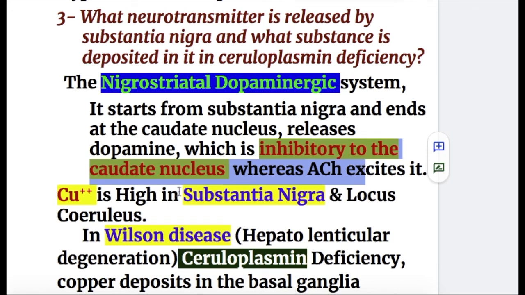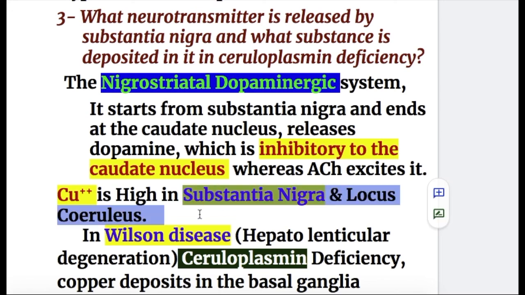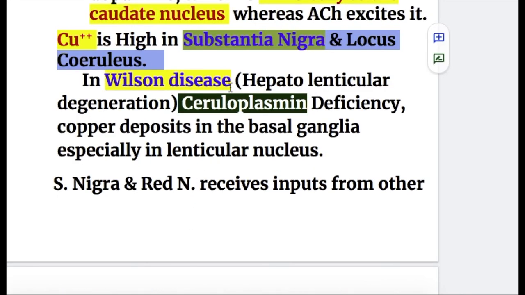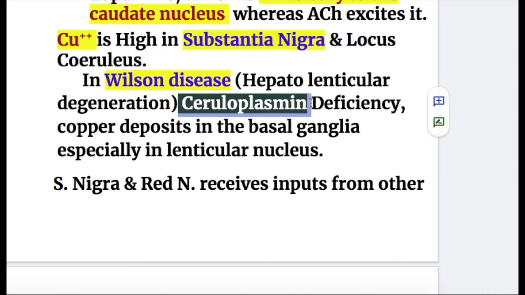Copper is high in Substantia nigra and locus ceruleus, and in Wilson disease there is hepatolenticular degeneration due to ceruloplasmin deficiency. In Wilson disease, copper deposits in basal ganglia, especially in the lenticular nucleus.